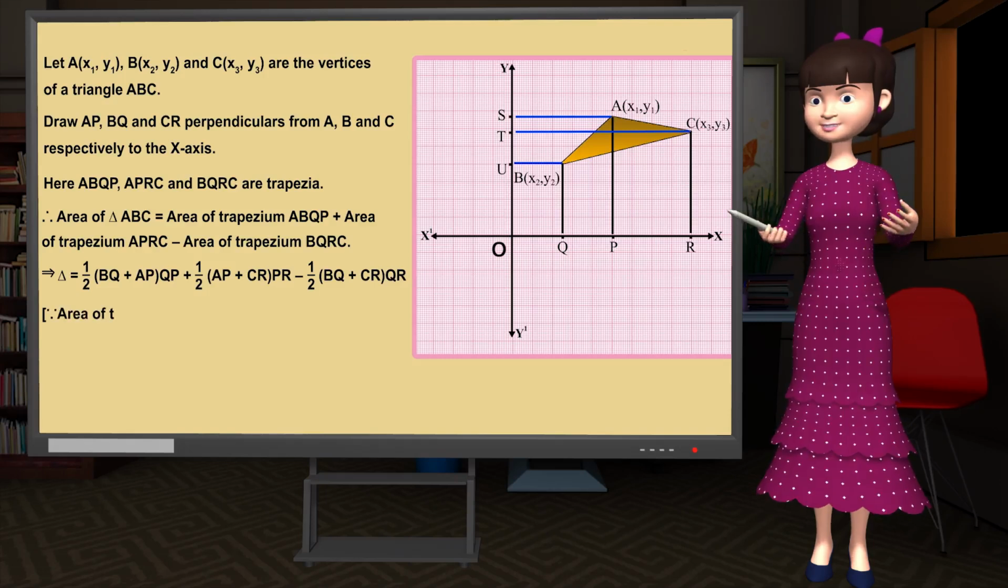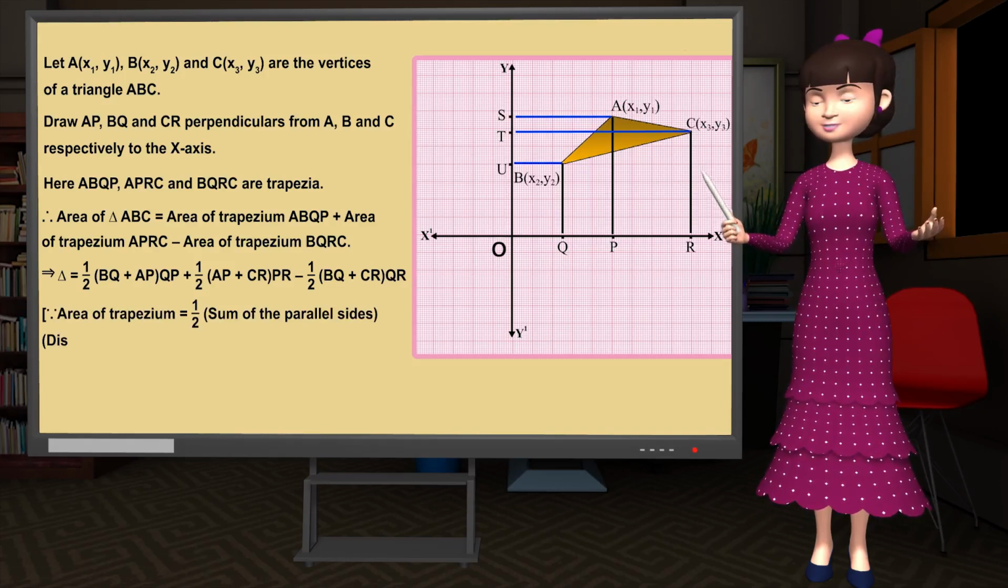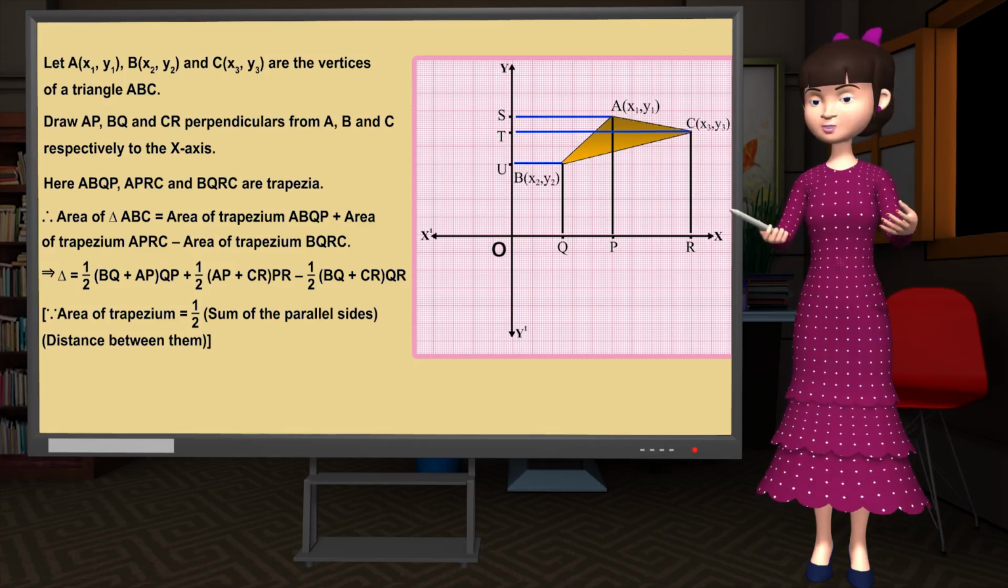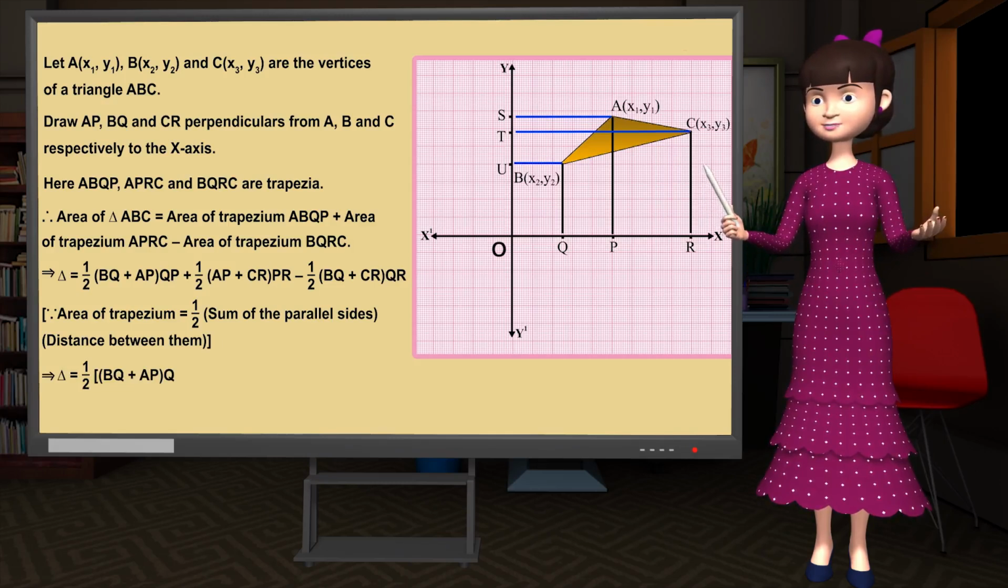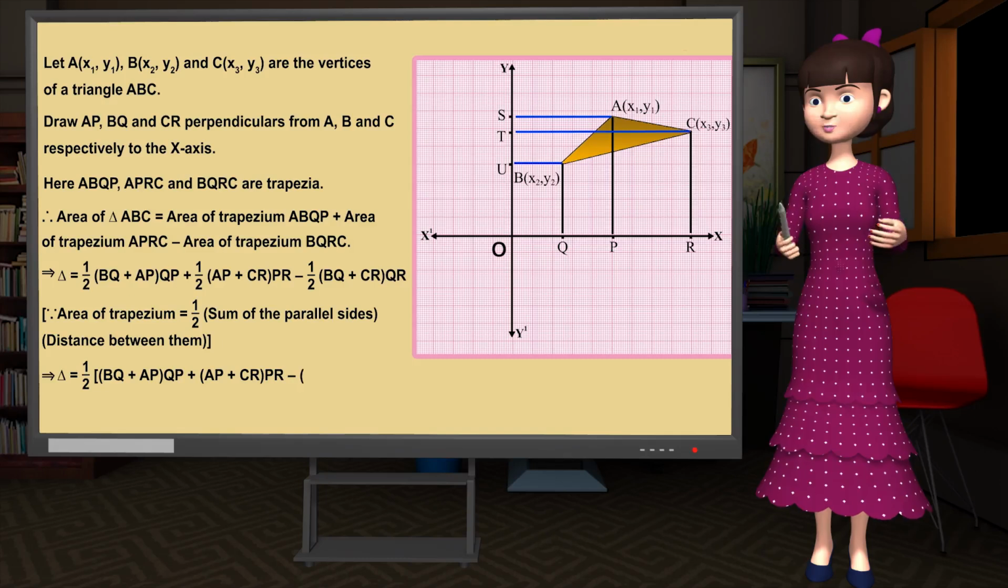Since area of trapezium is equal to half into sum of the parallel sides into distance between them, solving this we get area of triangle ABC is equal to half into (BQ plus AP) into QP plus (AP plus CR) into PR minus (BQ plus CR) into QR. Consider this as equation 1.